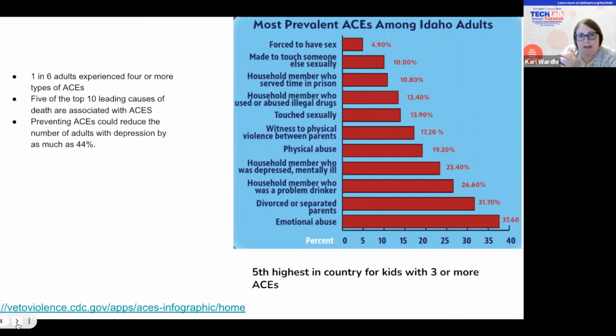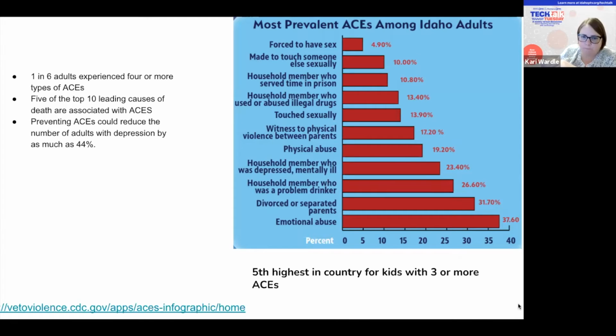These are the statistics that I think are a little bit staggering to me. And this is the moment when I heard these and went, oh my gosh. So the chart on the right-hand side is specific to Idaho, because that's where I'm from, and then on the left is national statistics. Idaho is the 5th highest in the country for children that have 3 or more ACEs. And so that I thought was a pretty staggering number. And then the most prevalent ACE, so there was a survey that asked adults, what's the thing that you suffered from the most? And largely in Idaho, emotional abuse.